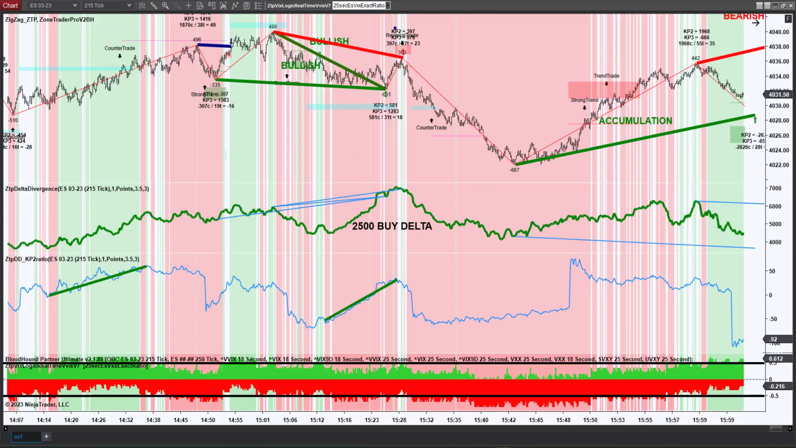So let's take a look at the trade I did today and how I got in it and what the eventual result is going to be. And then I'm going to play the trade live with my comments.